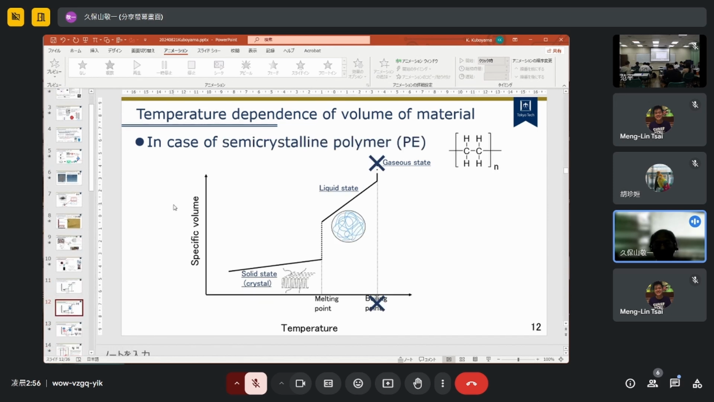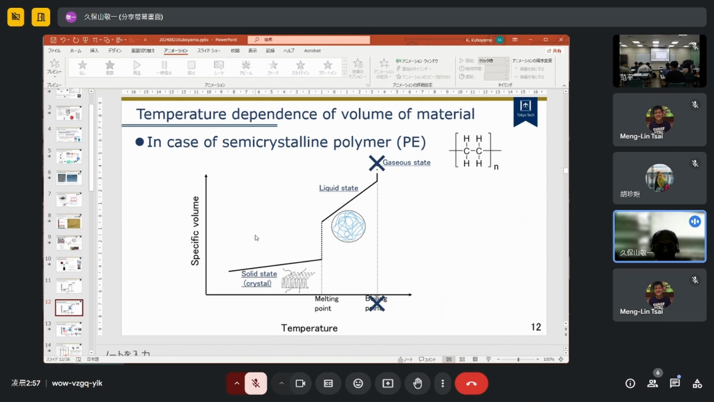So in the case of semi-crystalline polymer, for example polyethylene. Now I say semi-crystalline because, as I explained to you, a crystalline polymer consists of not only the crystal part but also the amorphous part. So normally the polymer is called a semi-crystalline polymer.